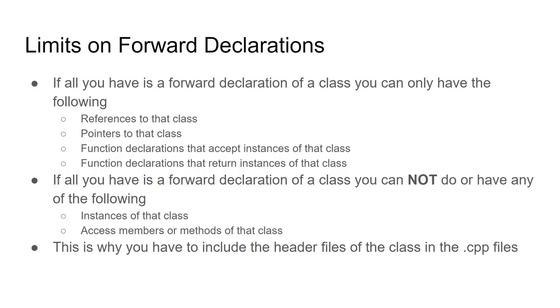Those are all fine. But if all you have is that forward declaration, there are a couple of things you can't do. You can't have an instance of that class. So if I only have a forward declaration of some class, I cannot create it. I also cannot access any members or methods of that class. This is why in the .cpp files where you actually need to do your function definitions, and you need to be able to access those members, you're going to have to include them, so that you have the full class definitions and know what members and methods you can use. Does this make sense? This limitation up here is fine in the .h files. Why?